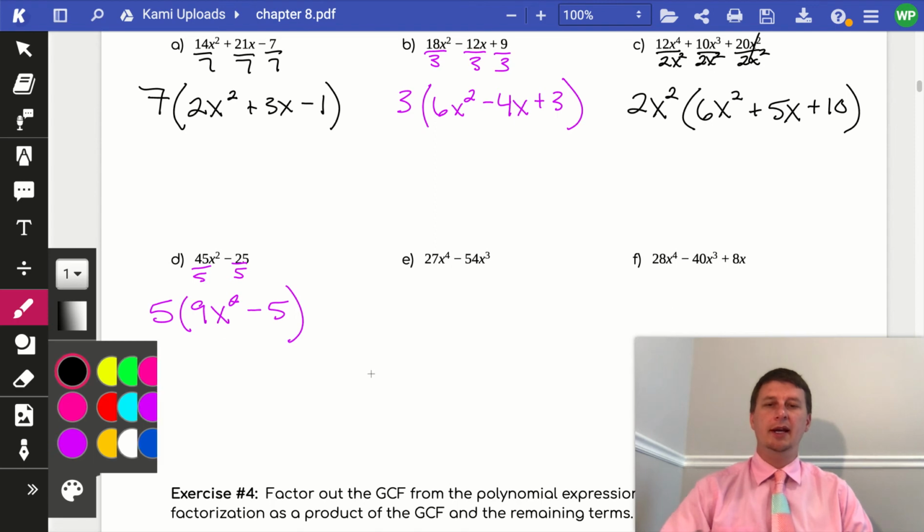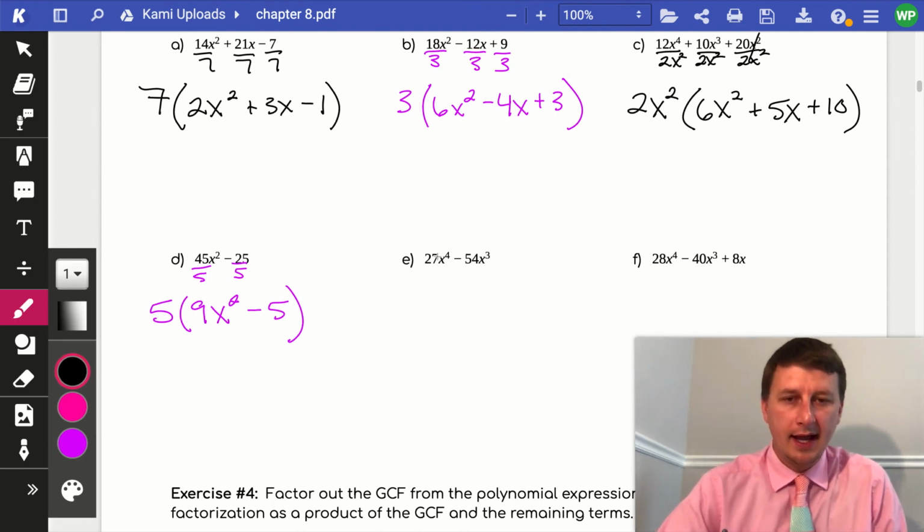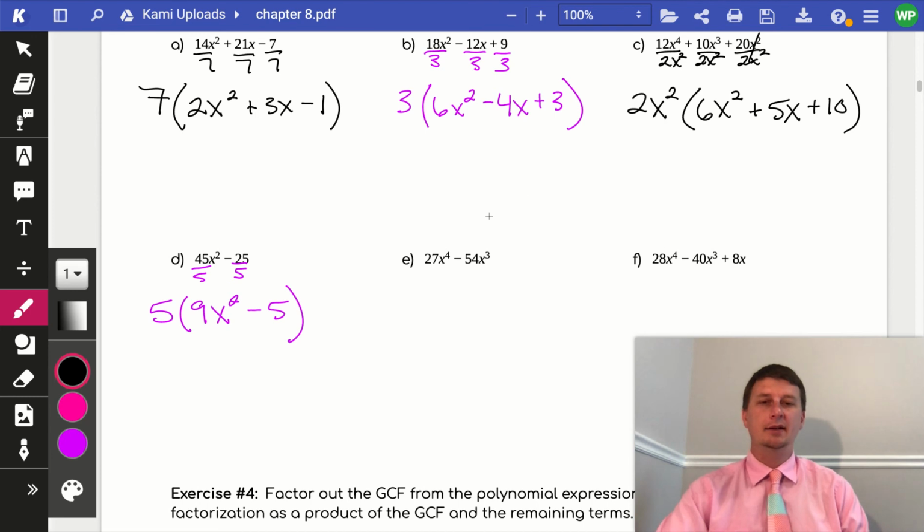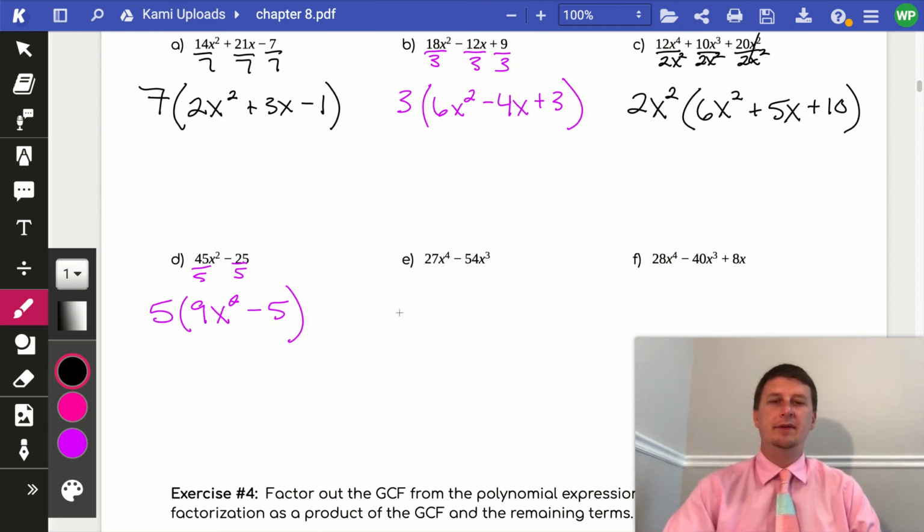Let's take a look at part E now. This one's a little tricky, and that's because you might look at 27 and 54 and think that the GCF is 9. But there's a larger number than 9 that does go into 27 and 54, because 27 times 2 will give you 54. So my GCF is 27, and then we look at our x terms, and they both have x's on them. And what's the most amount that they both have? The answer is x to the third.